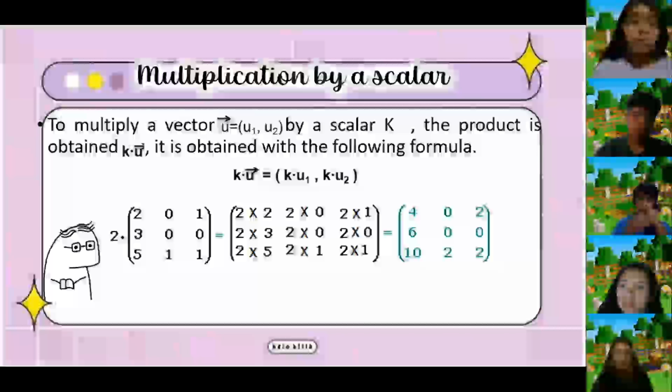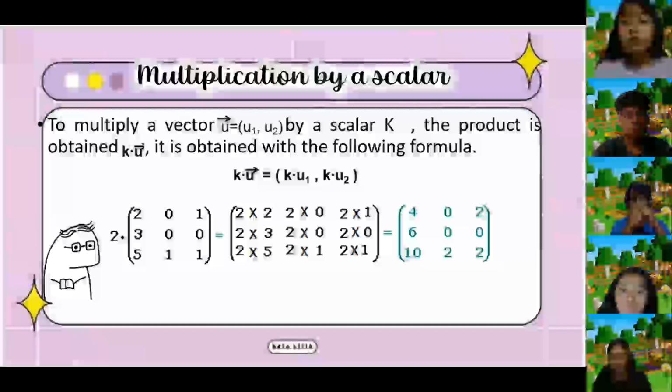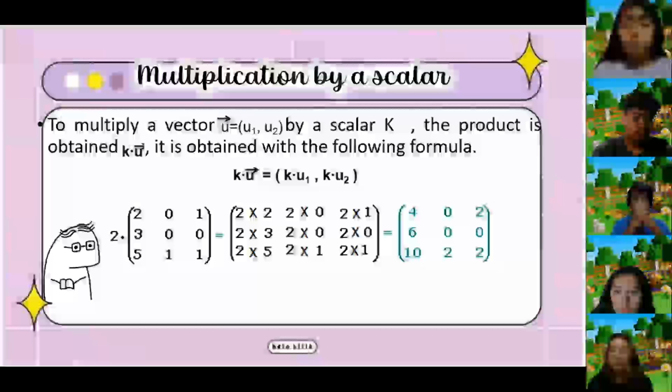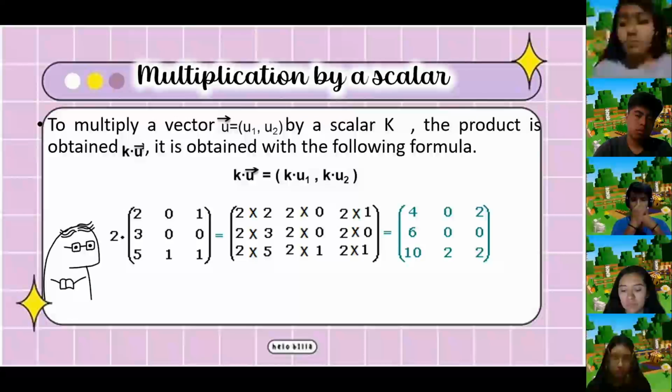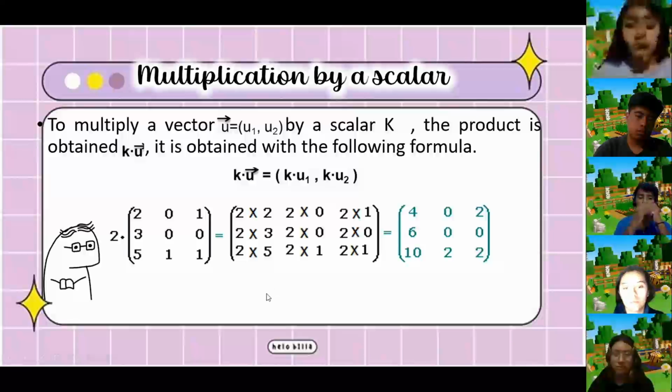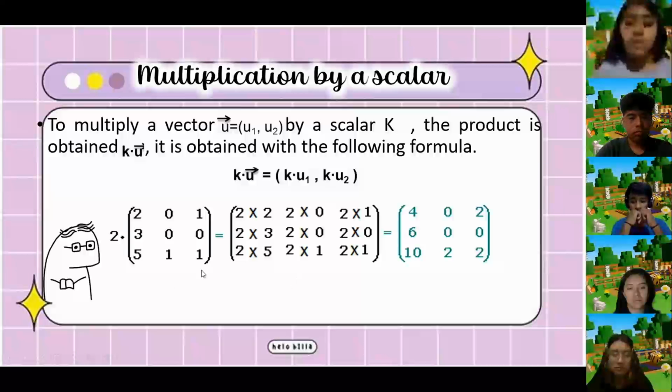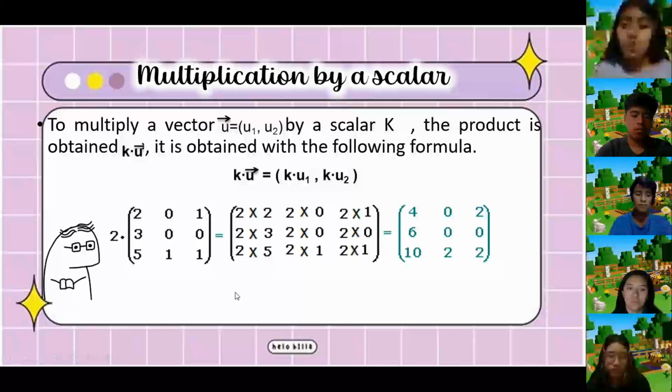Next. Multiplication by a scalar. To multiply the vector u equal to u sub 1 and u sub 2 by a scalar k, the product k times u is obtained with the following formula: k times u equals k times u sub 1 and k times u sub 2. For example, in the next picture, a matrix and one scalar. The first element is 2 and the scalar is 2. In the resulting matrix, the first element is 2 times 2, which is 4.